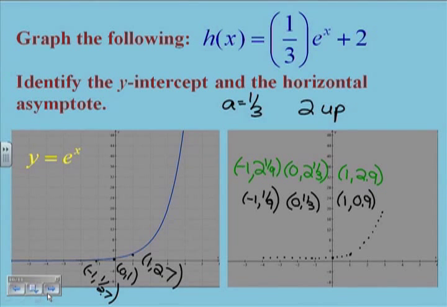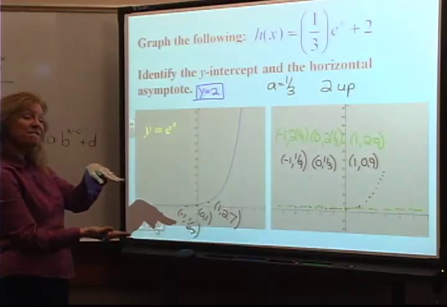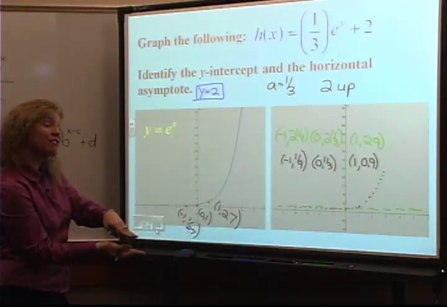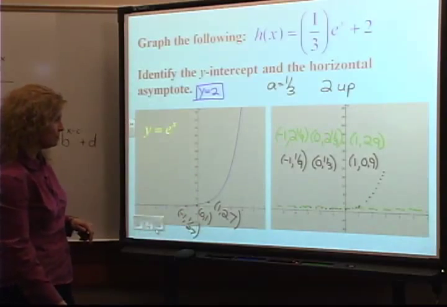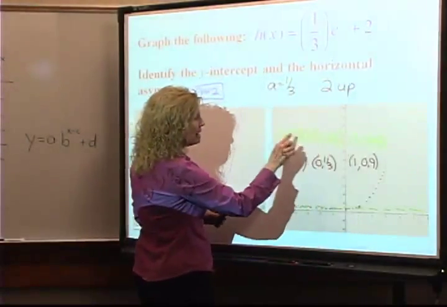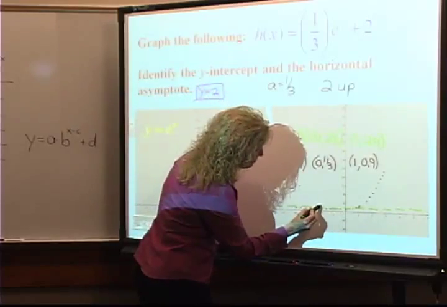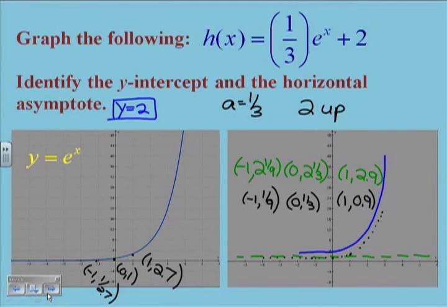Oh, and where's my asymptote going to be? My horizontal asymptote is going to be at y equals 2. Okay, so my asymptote is y equals 2. The A value did not affect that asymptote at all. The only thing that affected it was moving it up 2. Okay, and then I can go ahead and plot those points and run it through, and up we go. And then this would be the graph, or rough estimate, of y equals h of x.